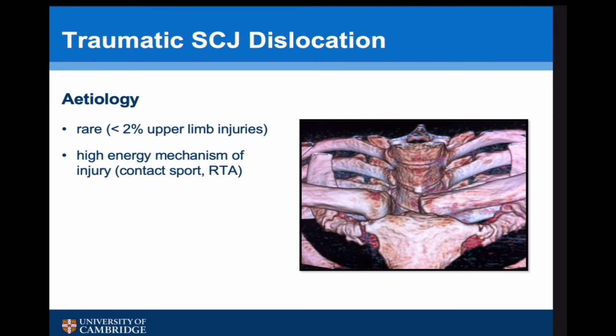Starting with traumatic SCJ dislocations, these are very rare and account for less than 2% of upper limb injuries. They tend to have a very high mechanism of injury and tend to be related to contact sports and road traffic accidents, motorcycling, falling off horses and the like.